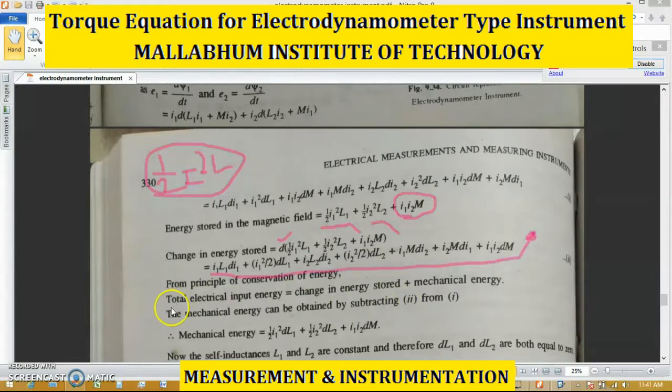Now the total electrical input energy, we are supplying the energy in the form of current. Previously we calculated the total electrical input energy, and from the energy conservation law, that energy must be equal to the change in energy stored plus the mechanical energy.